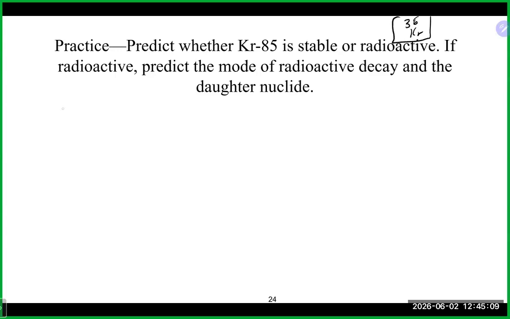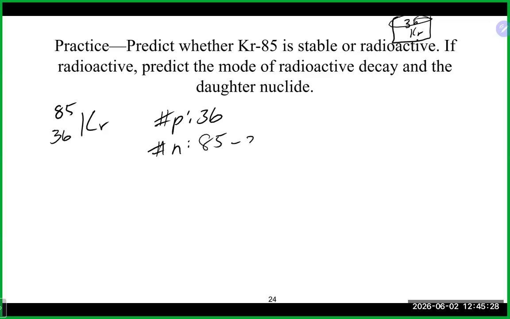All right, so again, Krypton-85, 85 being the mass number. We can get our atomic number from the periodic table, and that's going to tell us we have 36 protons. For our neutrons, we take the mass number, which is 85, which is protons and neutrons, minus the atomic number, and that's going to get us 49, I believe.